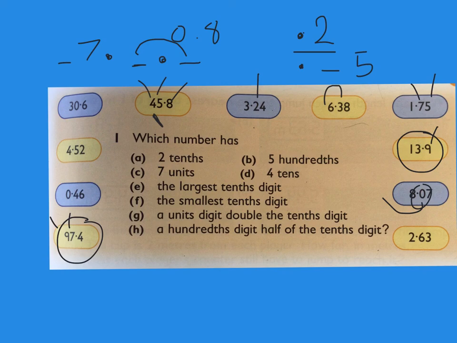6 is double 3. And the next one, a hundredths digit that is half of the 10th digit. So again, that was quite a tricky question. A hundredths digit, half the 10th digit. So it's down here, it's 2.63. Because this is 3 hundredths, that's 6 tenths, and 3 is half of 6.